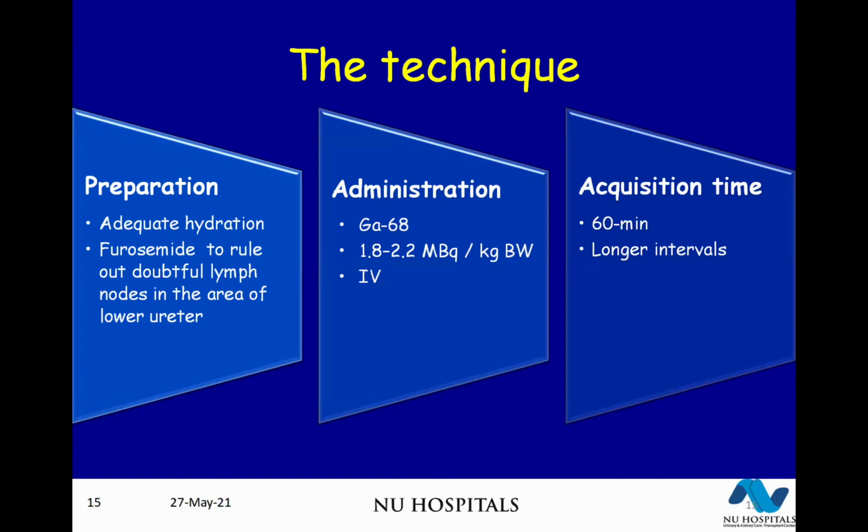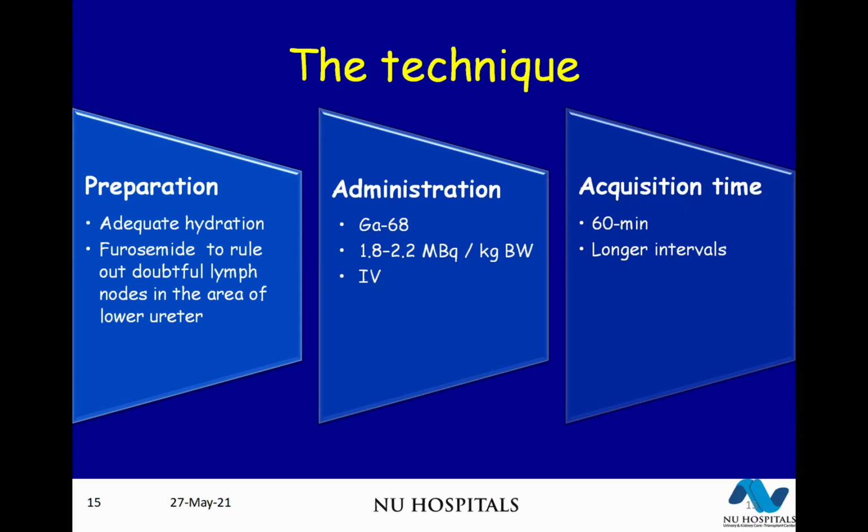Briefly about the technique and how we do that. Adequate hydration, and furosemide is given because this prostate-specific membrane antigen is excreted through the kidneys into the urinary system. So the urinary tract, kidneys and the bladder will also show avidity. If you want to know the status of the lymph nodes, especially like in this case we discussed, the Lasix gives the advantage of draining the urine, so that you can have better information about the lymph nodes, especially at the lower ureter level, the iliac, what we discussed.